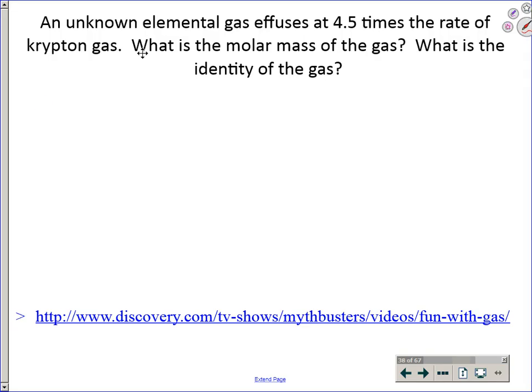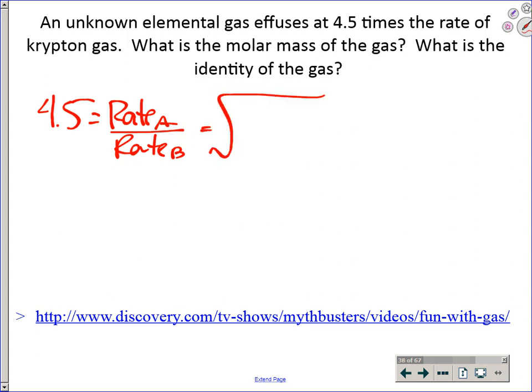All right, so 4.5 is our rate, that rate A over rate B, because that's saying A is moving 4.5 times faster than B. But we actually know who should be A and who should be B. I told you A always has to be the lighter one. So elemental or krypton, who's lighter? Elemental, because it's saying it's moving that many times faster than the rate of krypton gas. So this is the faster one, so this one has to be A.